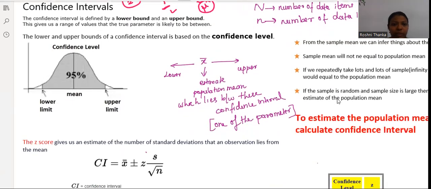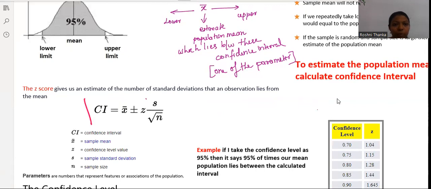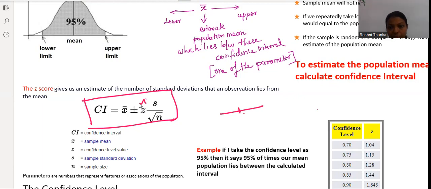So to find the confidence interval, we have a formula. This is the formula. Confidence interval is equal to x bar plus or minus z into S divided by root of n. So what is this x bar? We know it is the mean of the sample, and then S is the standard deviation, and n is the sample size. Then what is z? z is called a z score. The z score is the estimation of the number of standard deviations that an observation lies from the mean. For example, this is the mean. So that is the z value.